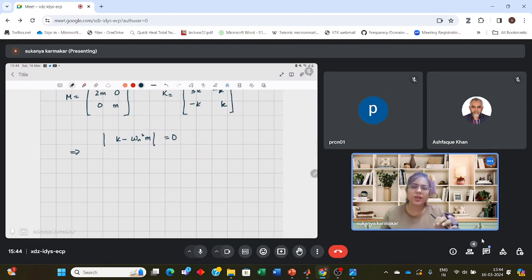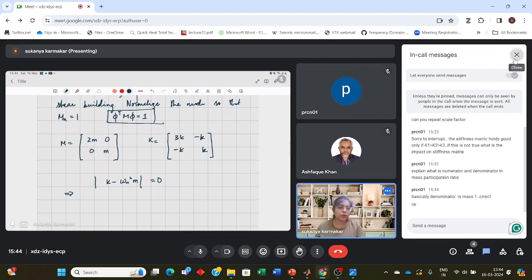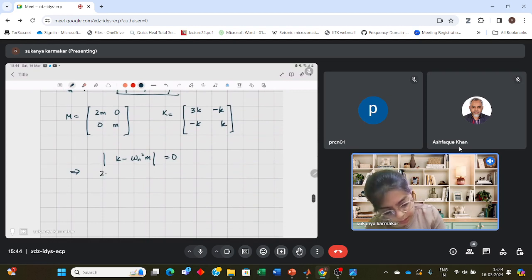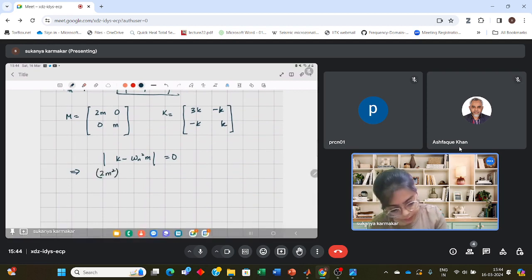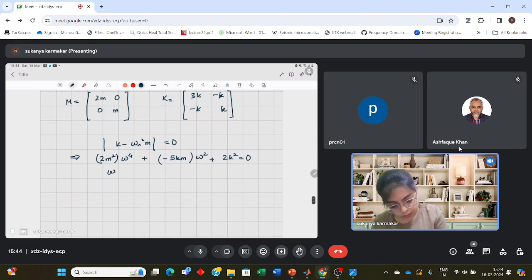Since we have done the same question, or a question on similar lines, in the last tutorial as well, I'm basically skipping that step. So it becomes 2m square omega to the power 4 plus 5 km omega square plus 2k square is equal to 0. And the two roots are found. We find omega 1 square is k by 2m and omega 2 square is 2k by m.